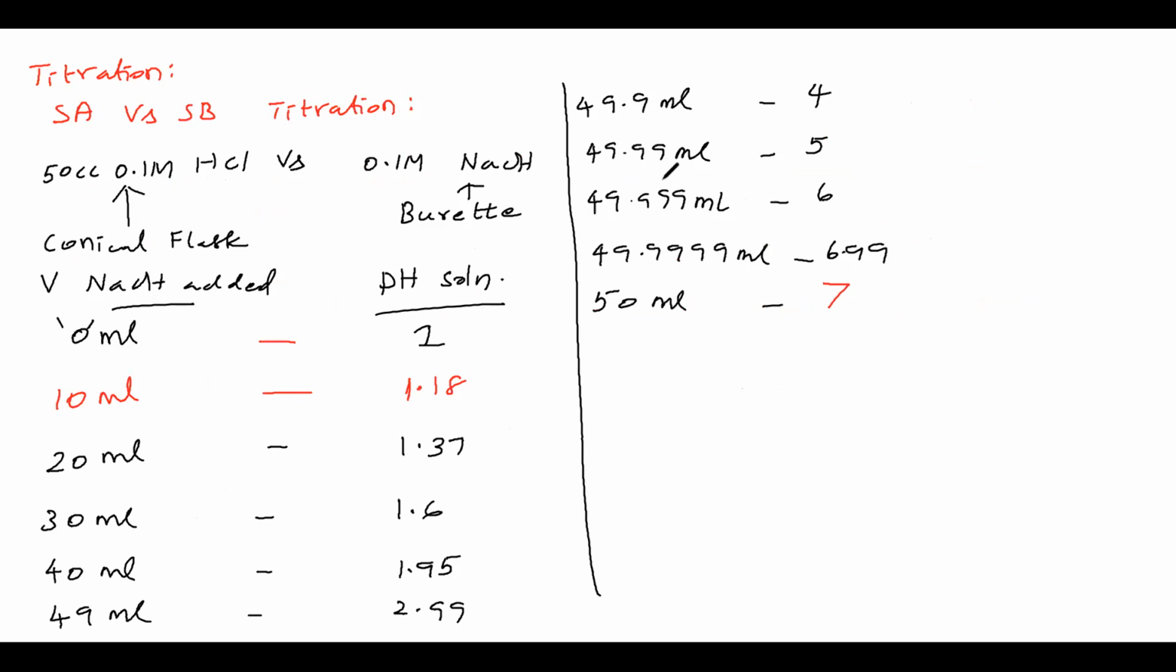Let us further add sodium hydroxide. We are adding sodium hydroxide further. So now we have reached 50.1 ml. Now what is the pH of the resultant solution? That we will see.